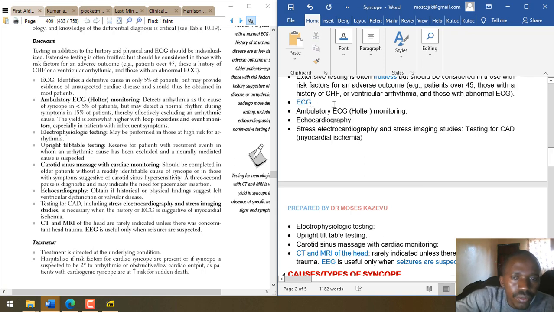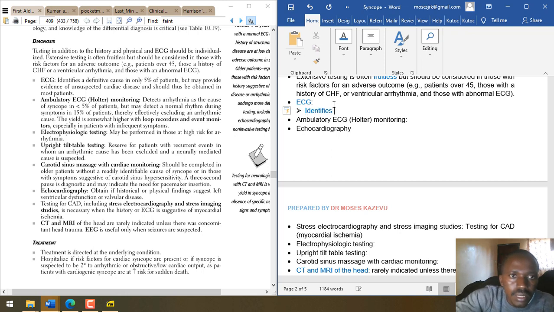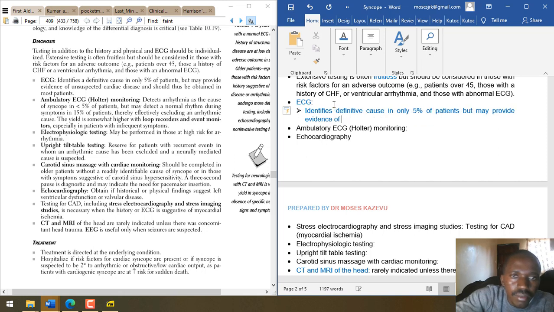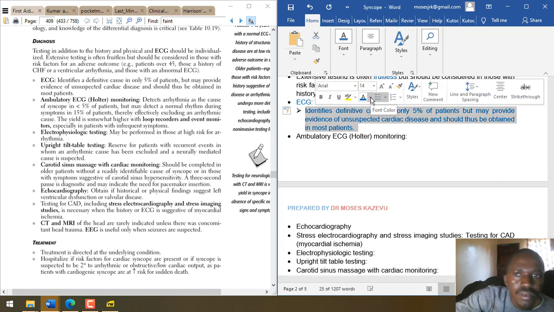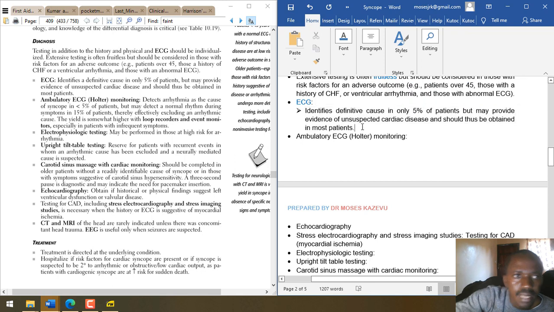So this identifies a definitive cause in only 5% of patients, but may provide evidence of unsuspected cardiac disease, and should thus be obtained in most patients. Okay, 5% is very, very minimal in this case. So it's a very minimal thing.